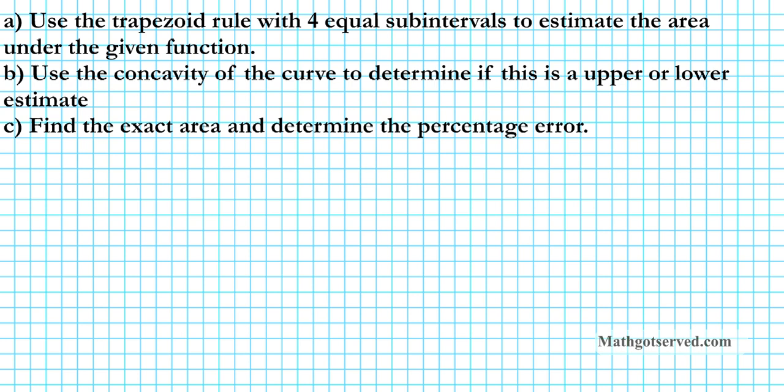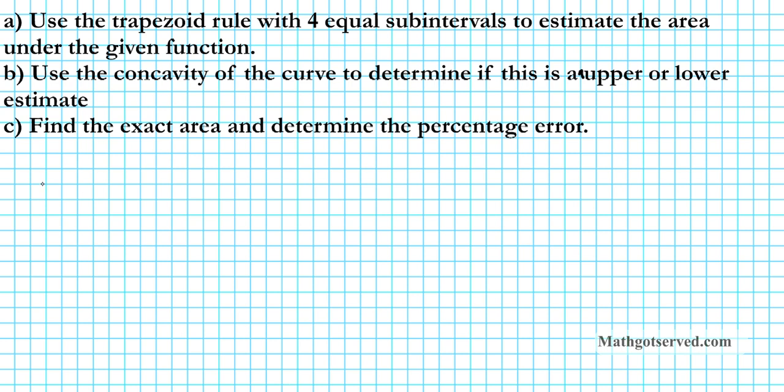All right, so for example 1, we're to use the trapezoid rule with 4 equal subintervals to estimate the area under the given function. And then we're to use the concavity of the curve to determine if this is an upper or lower estimate. And then we're to find the exact area and determine the percentage error.